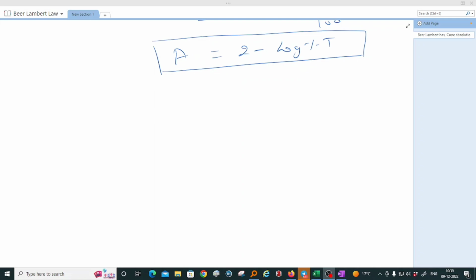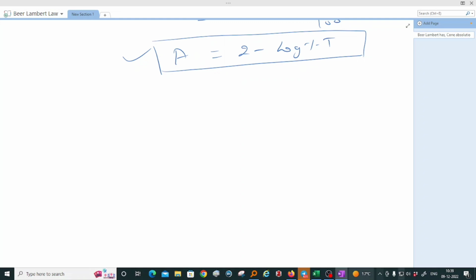So absorbance can be written like this. This is the relation between absorbance and percentage transmittance. We will do some numericals on this in some other video, because this is very important for competitive exams: how to calculate absorbance from percentage transmittance, or transmittance from absorbance. That can be calculated using this formula, that is A equal to 2 minus log of percentage transmittance.